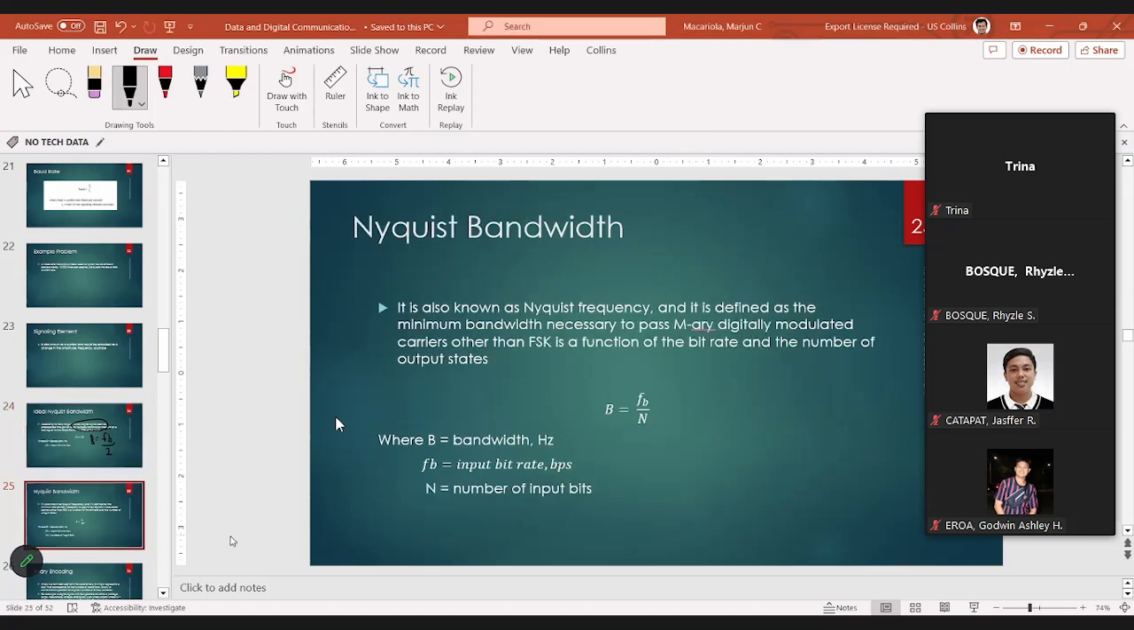Kapag hindi nabanggit na it's noiseless, okay, so we're just using Nyquist bandwidth. And by default, pag hindi siya nabanggit, we're going to use the Nyquist bandwidth, not the ideal Nyquist bandwidth, but the Nyquist bandwidth only. To find that, what you're going to do is divide the input bit rate, fb, by the number of input bits. Yun yung pinakaiba nila ha. Don't forget.